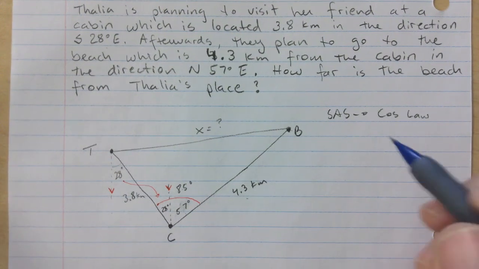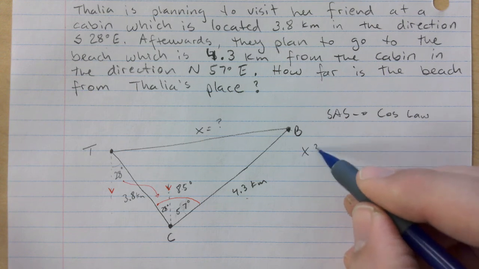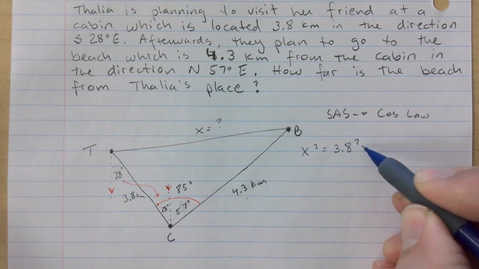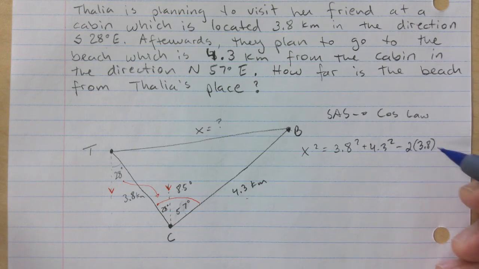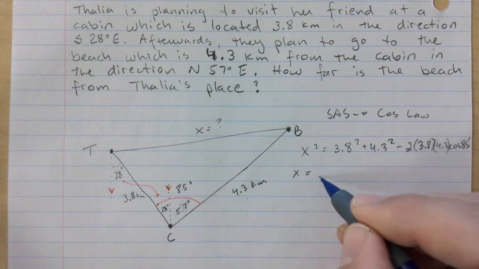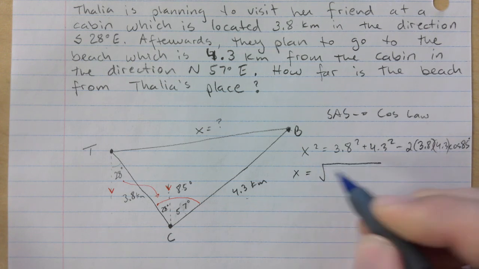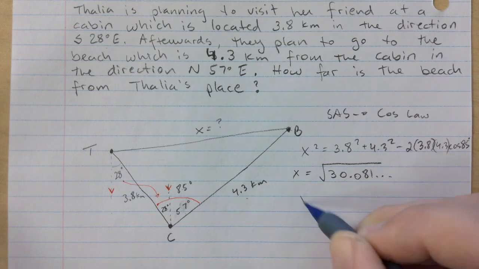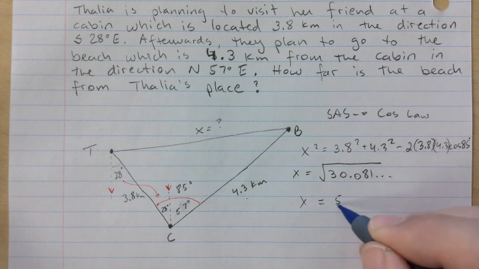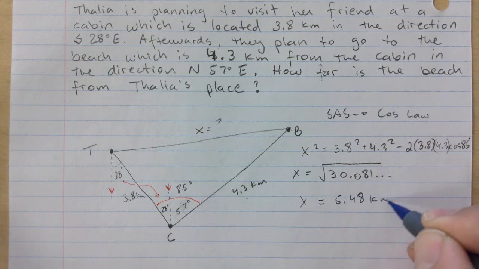Okay, so here we go. X squared is equal to 3.8 squared plus 4.3 squared minus 2 times 3.8 times 4.3, and I'm going to run out of room, cosine of 85. There it is. X is going to be equal to the square root of 30.081..., and X ends up being 5.48 kilometers.